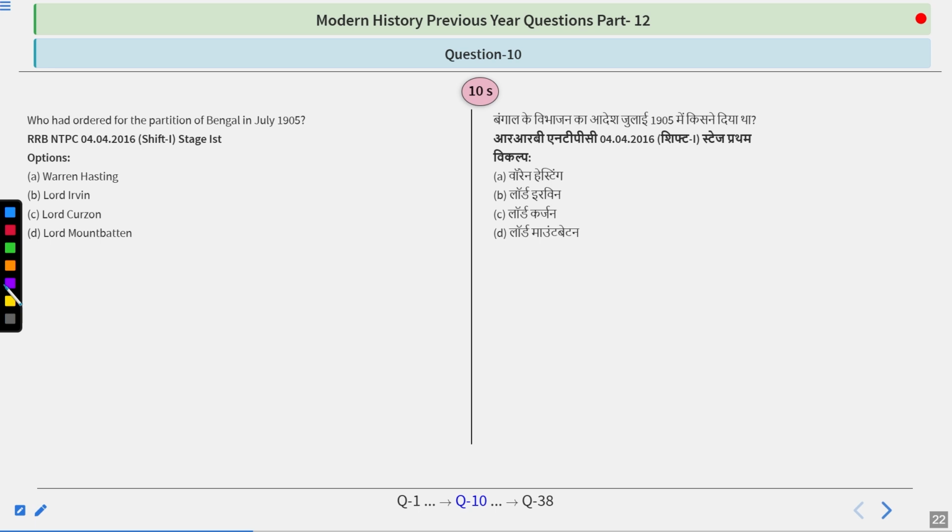Who had ordered the partition of Bengal in July 1905? Warren Hastings, Lord Irwin, Lord Curzon, Mountbatten. Take your time.